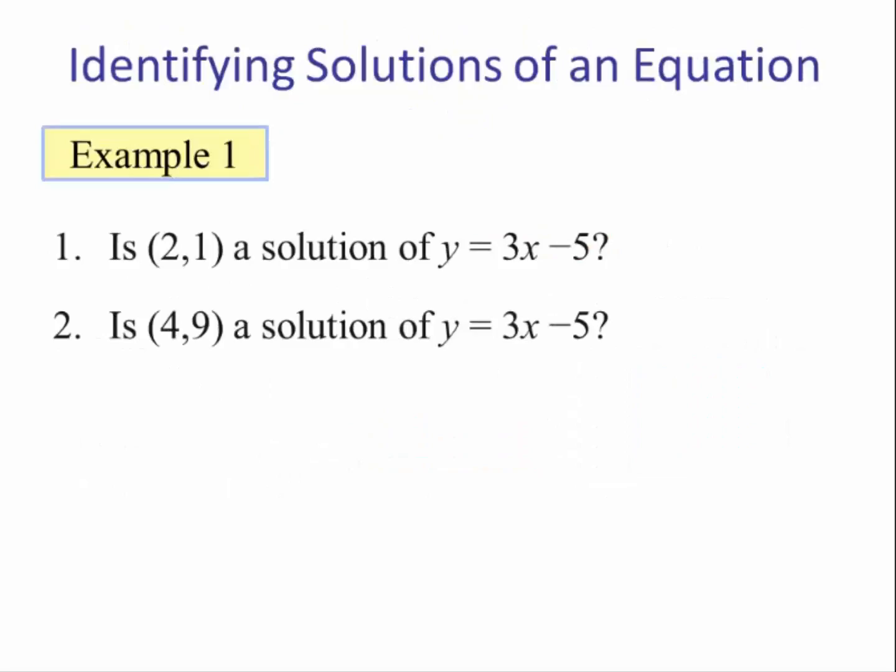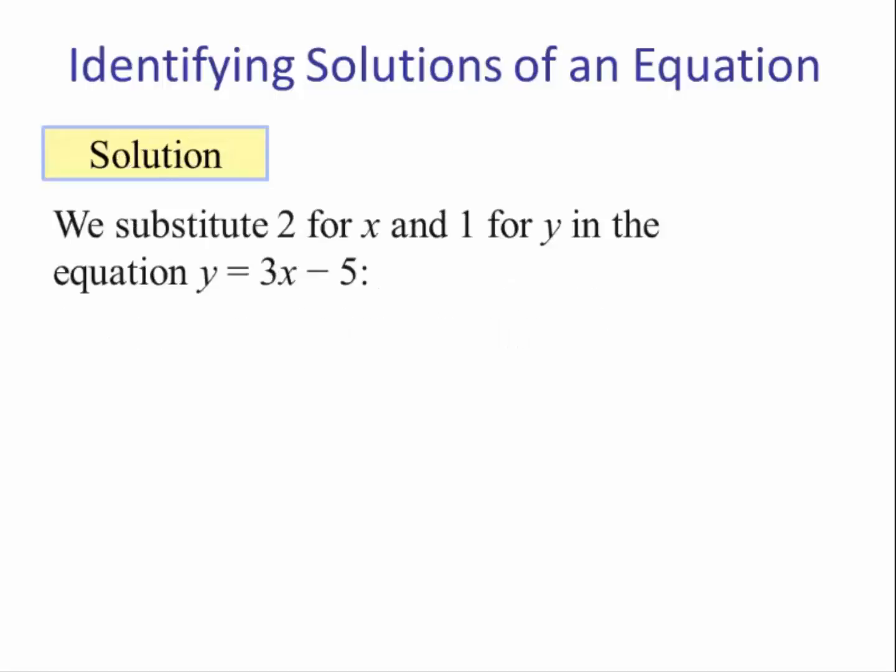Example 1: Is (2, 1) a solution to y equals 3x minus 5? And number 2: is (4, 9) a solution to y equals 3x minus 5? We'll begin by substituting 2 for x and 1 for y in the equation, and we want to see, does the left hand side equal the right hand side? Is it a true statement?